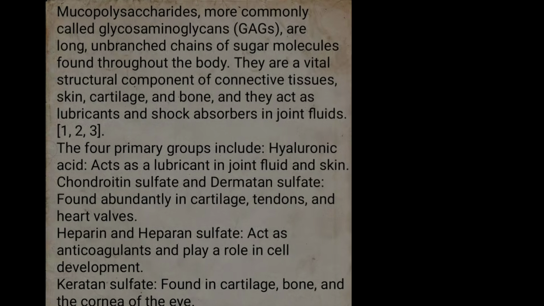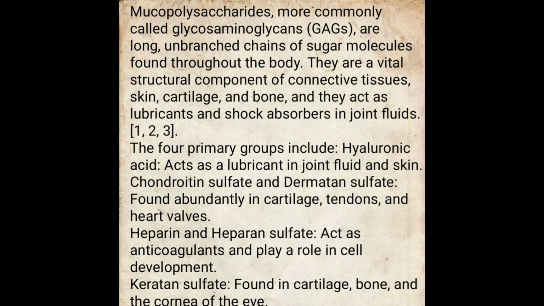capacity. Now, let's talk more about this complex sugar, mucopolysaccharides, more commonly called glycosaminoglycans, GAGs. They are long unbranched chains of sugar molecules found throughout the body. They are a vital structural component of connective tissues. These connective tissues are the skin, your cartilage, the bones, and they act as lubricants and shock absorbers in joint fluids. So you can see their importance all over the body.